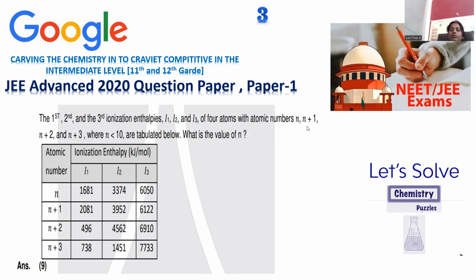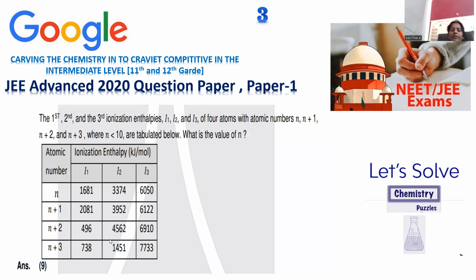We have to notice what that is. They are giving code signals like N, N plus 1, N plus 2, and N plus 3. Here, one hint is given to you, that N is always less than 10. In this condition, N is less than 10. We are not supposed to go beyond 10. Below 10 only we have to think about it. So the entire data is tabulated here, and from this data we have to find out the exact value of N.